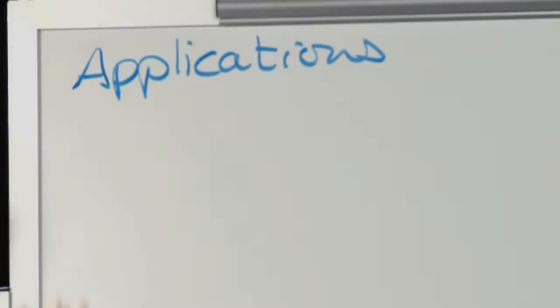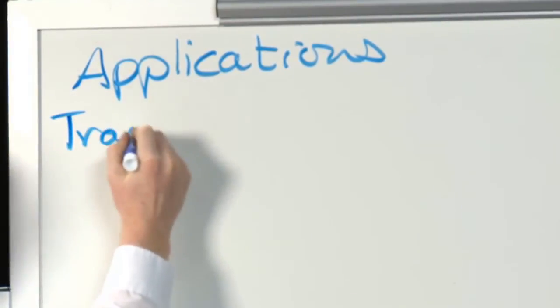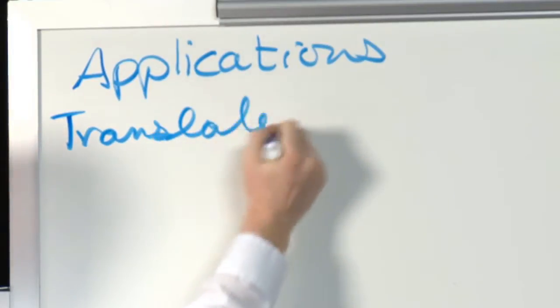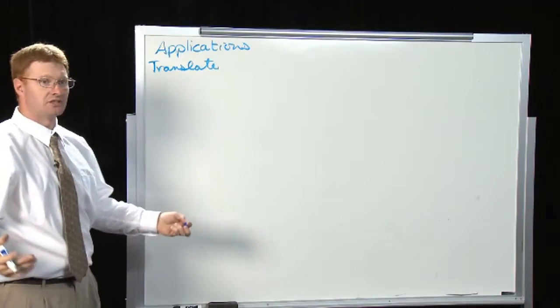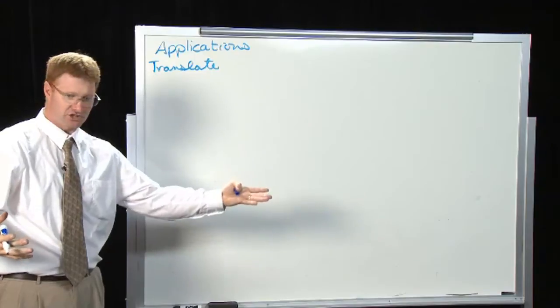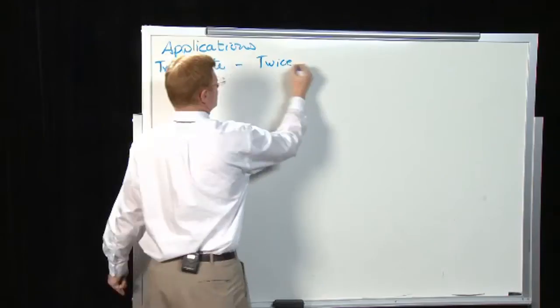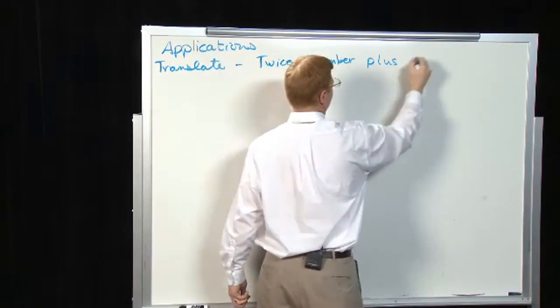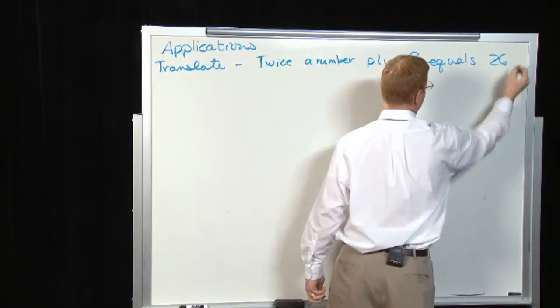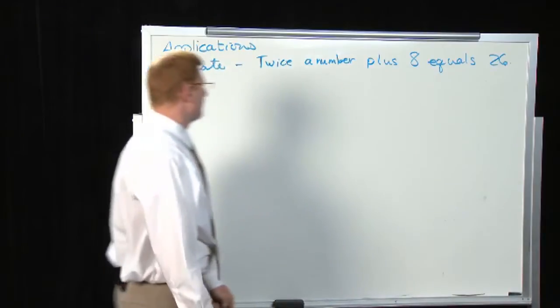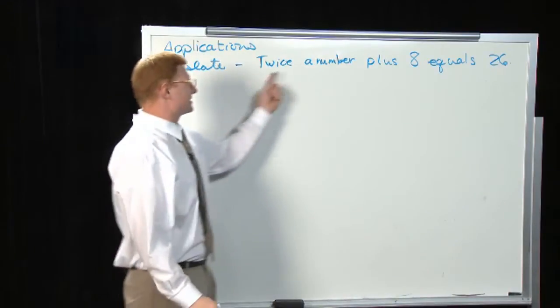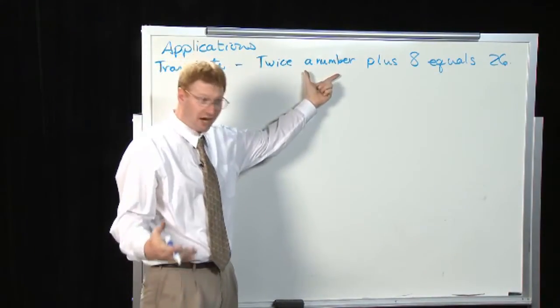homework. The first of this application you're going to do is just to translate numbers. Math is actually a new language, and you're going to have to translate from English into math to make it work. So, translate. Twice a number plus 8 equals 26. What is the number? And in this case, twice a number. That means 2 times the number.